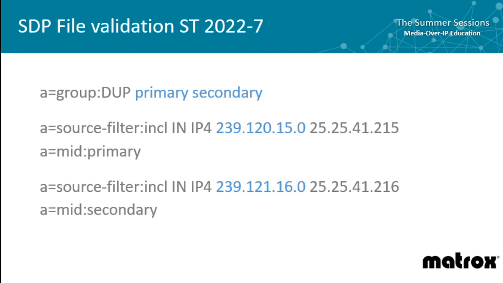The other thing that we want to look at, if it's a -7 signal, is that it's properly described in the SDP file. If it's a -7 signal, you should see a primary and secondary reference inside the SDP file, with a section for the primary with the multicast address for that, and a section for the secondary. So if the secondary part is missing, but the device is sending -7, then the SDP file is wrong, and the manufacturer should fix that.